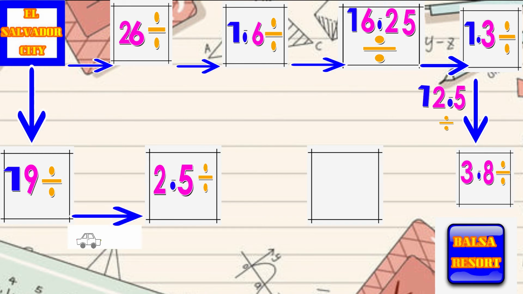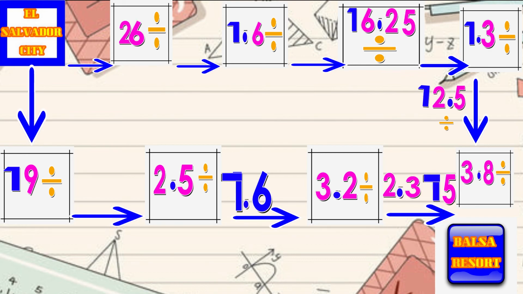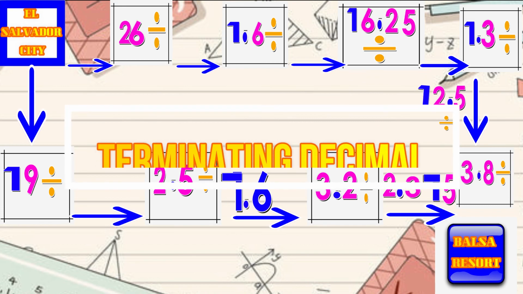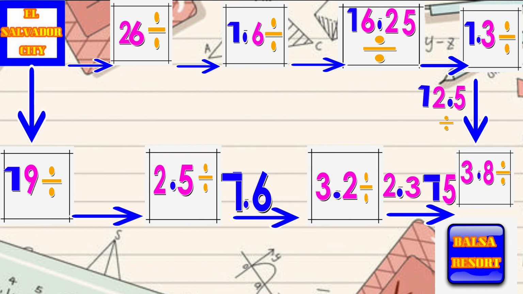19 divided by 2 and 5/10. The answer is 7 and 6/10. And it's a terminating decimal. So let's continue. 7 and 6/10 divided by 3 and 2/10. The answer is 2 and 375 thousandths. We are in the right box. So let's continue. 2 and 375 thousandths divided by 3 and 8/10. The answer is 625 thousandths, and it's a terminating decimal. Yay! We arrived safely at Balsa Resort.